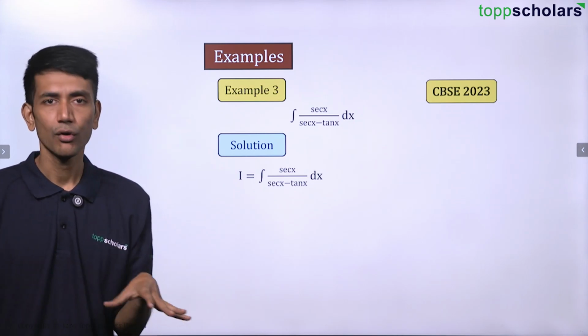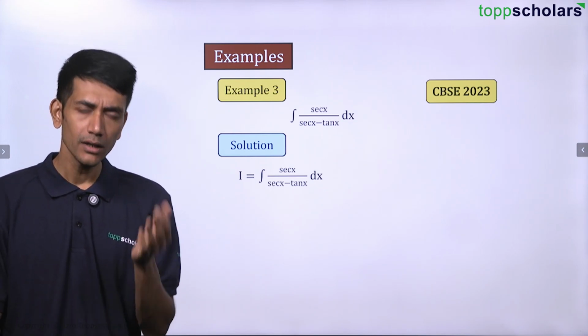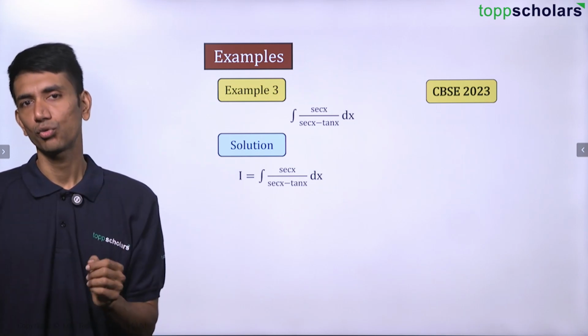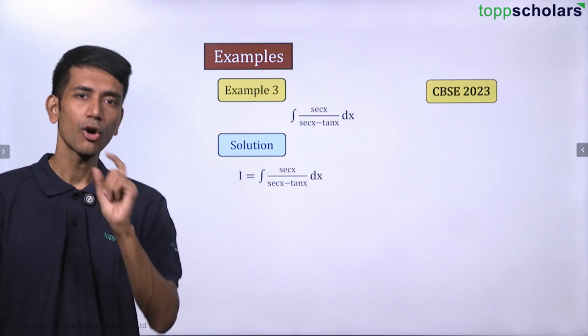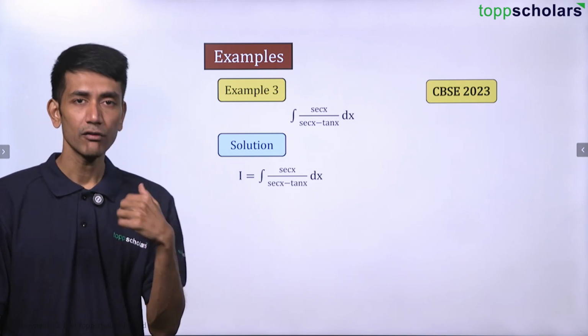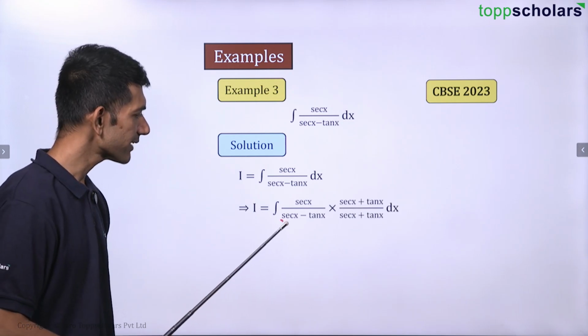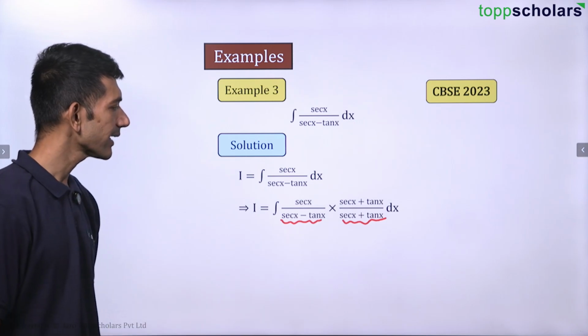Now what is the meaning of conjugate? If you have a minus b, you multiply by a plus b. Why do we do that? We do that because a minus b into a plus b becomes a square minus b square. And we know that sec square minus tan square is always 1. So to make the denominator 1 here, and also it will be helpful for us in the numerator. Let us see how. So we are multiplying sec minus tan with sec plus tan, right?